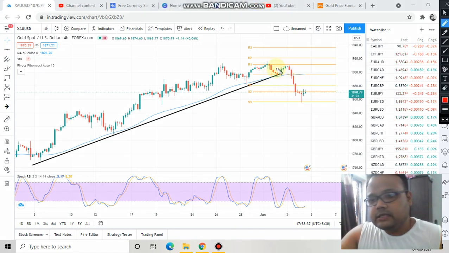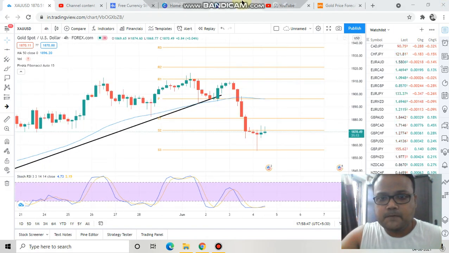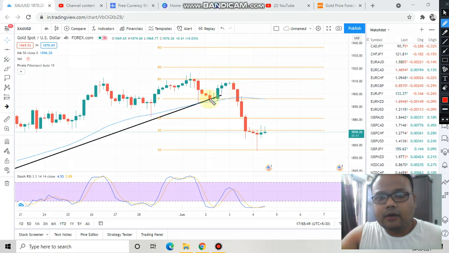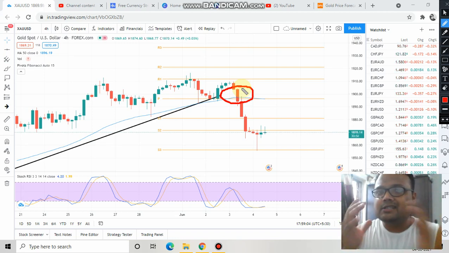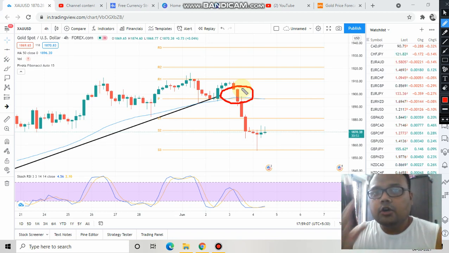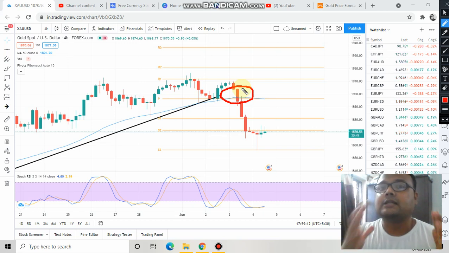So when the market formed this lower high, it was a clear indication that something was not right. After that, when the market came down, let me zoom in. When the market came down to the support level, look at this particular candle. Just look at the size of the red candle. In this kind of scenario, instead of just acting like a robot, you should try to understand the emotion behind the chart, the market psychology.